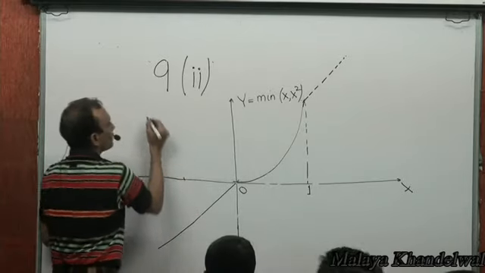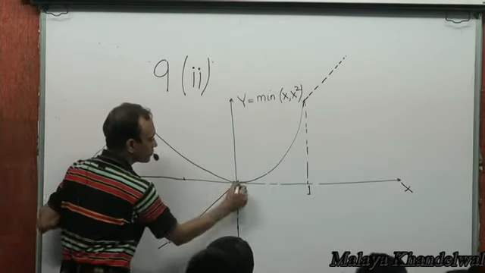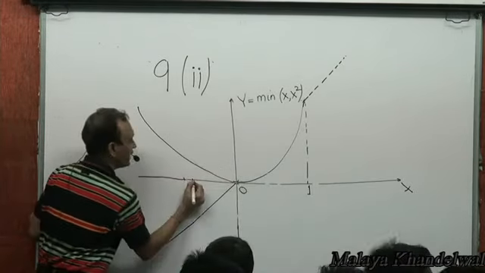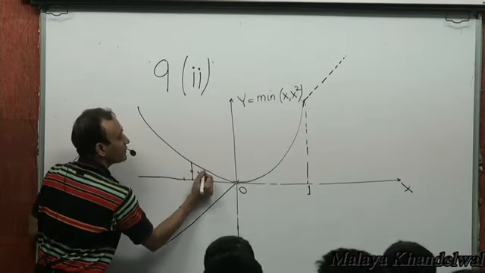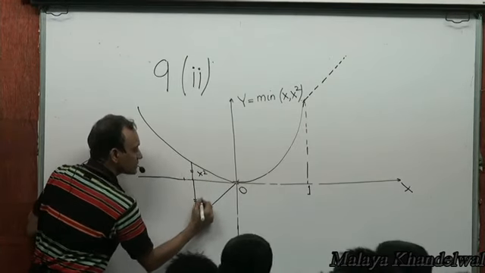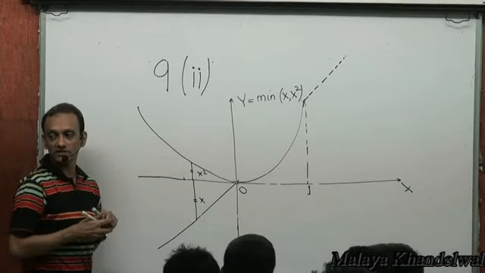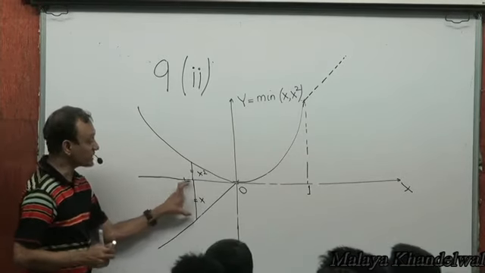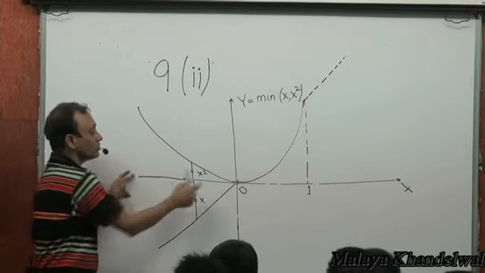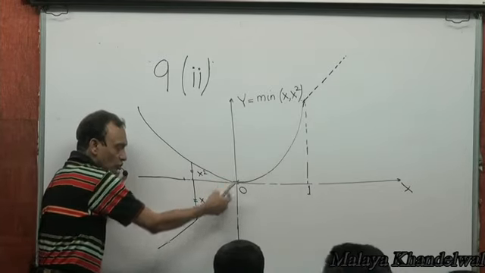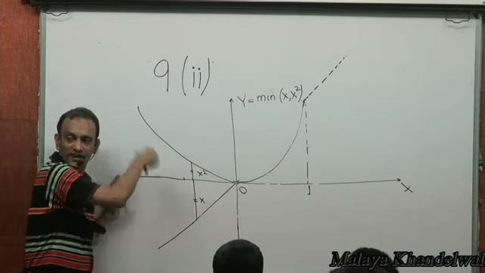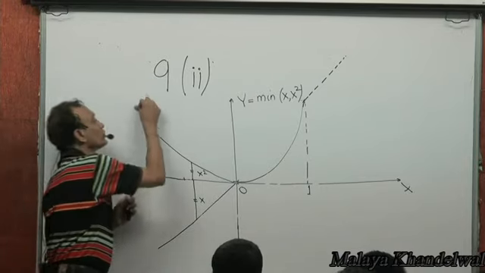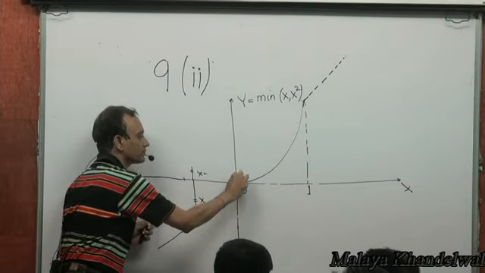See, minus infinity to 0. For any given x, this is x squared and this is x. Which is smaller, x squared or x? X is smaller because x is negative here. So from minus infinity to 0, y equal to x is smaller than y equal to x squared. So retain the one which is smaller, right?